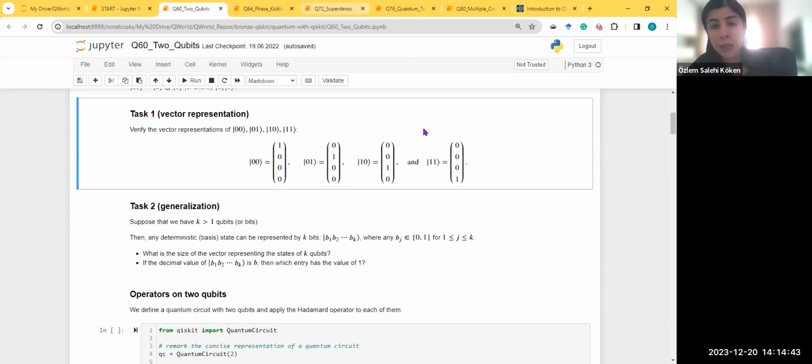In this case, what would be the size of your vector? Say I have k qubits. How many entries do I need in the vector representation?